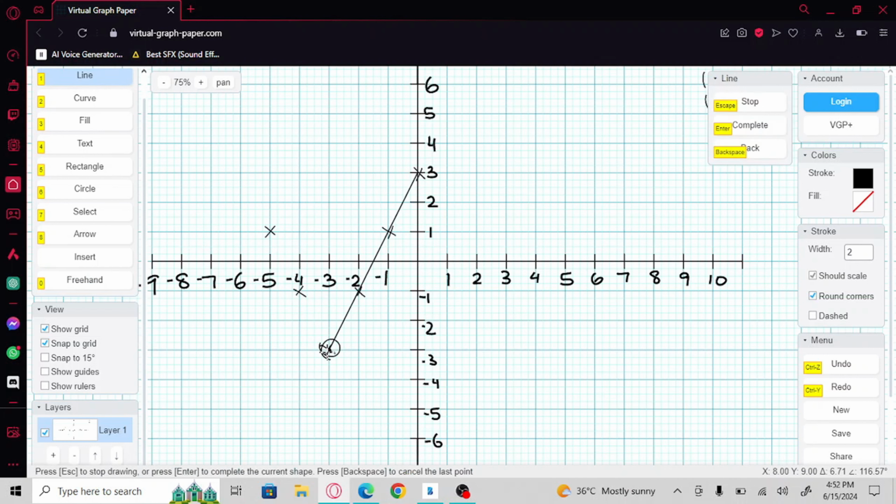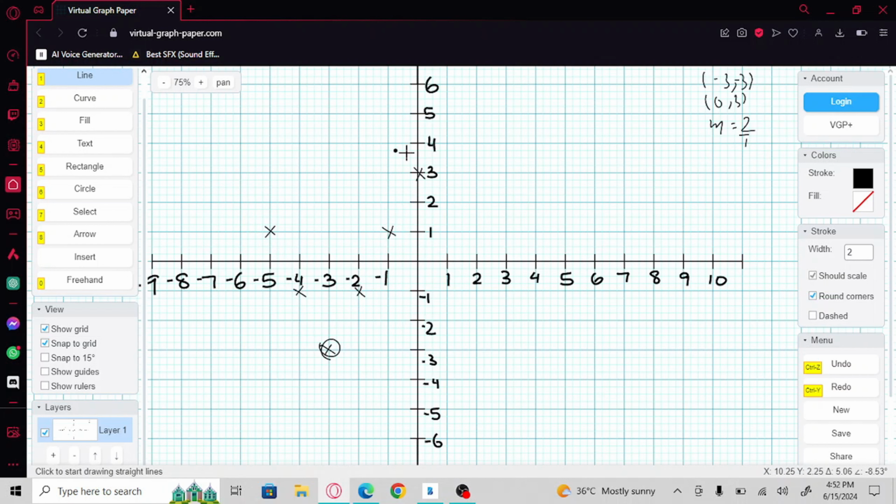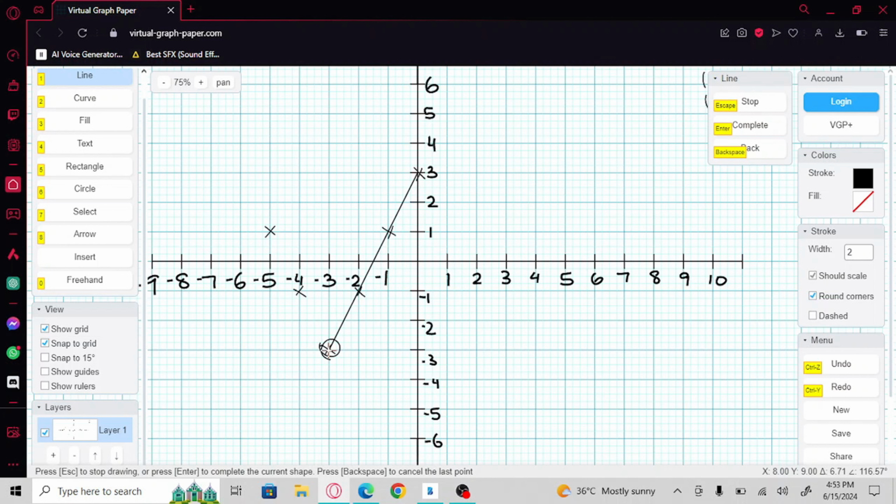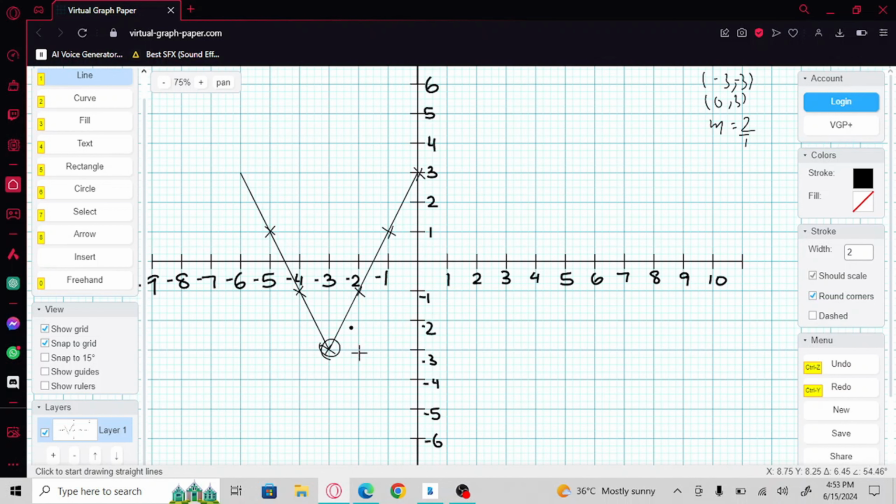So till here we have the graph, and from this point it's going to reflect up till 3, passing through these two points. From here till here, and from this point till this point. And that's it. This is our graph for the last part of our question number 3, part E.